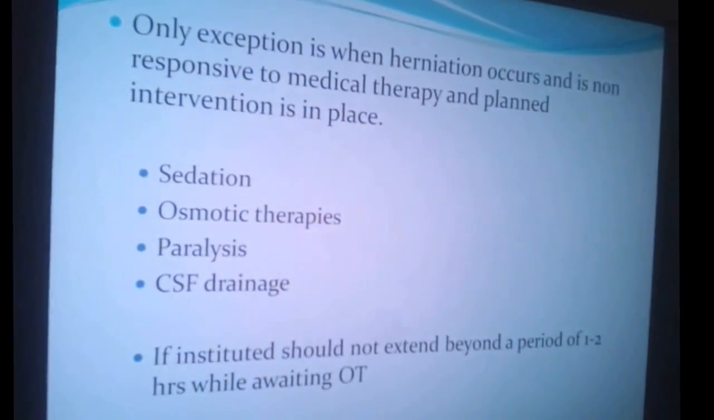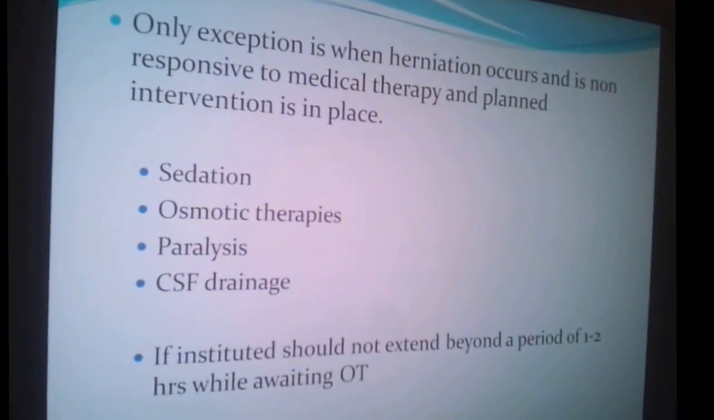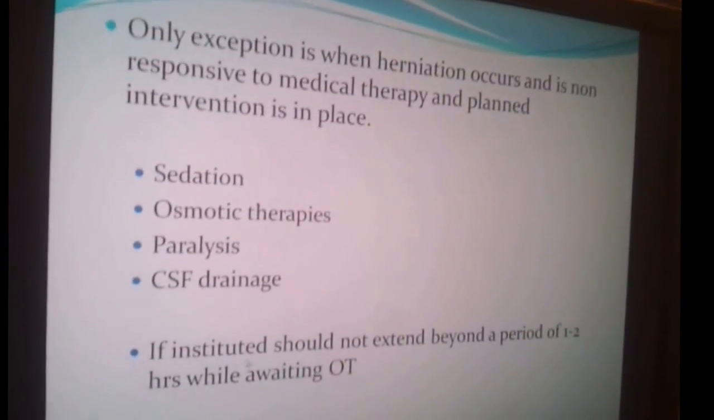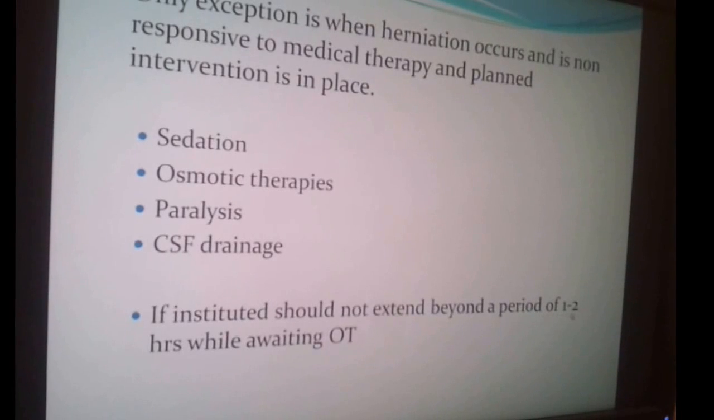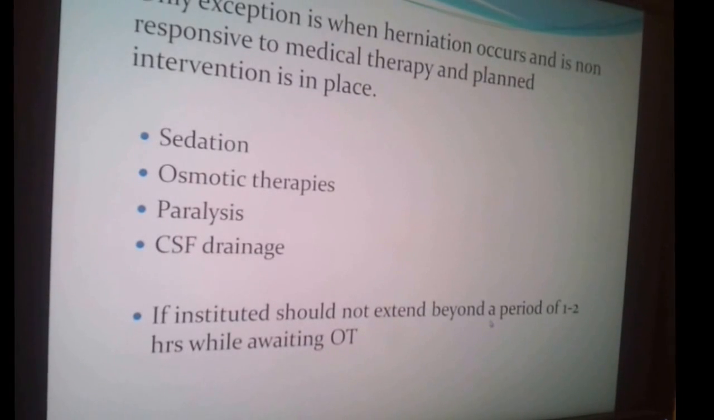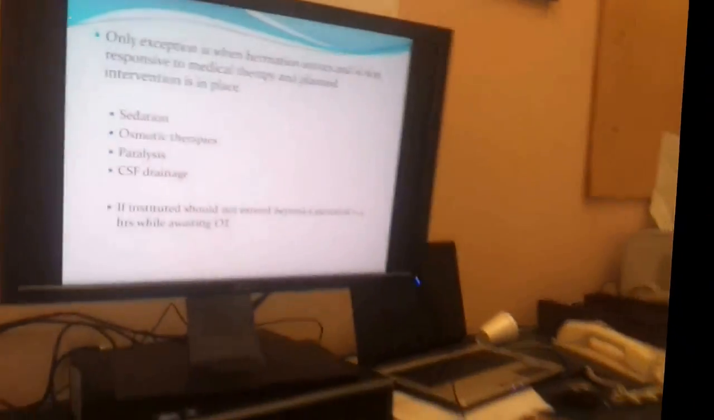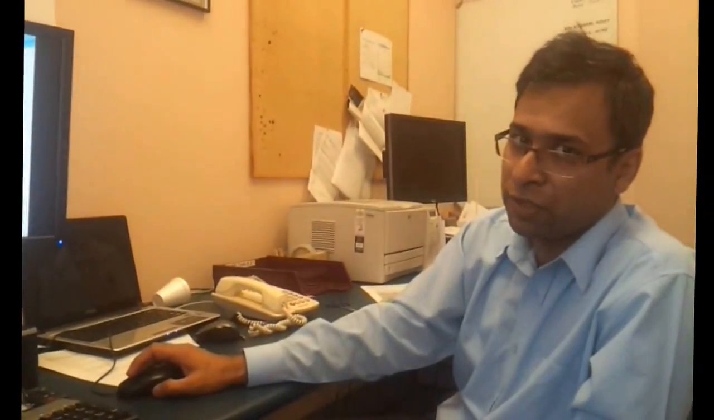Use hypertonic saline or mannitol as per your institution guidelines. If hyperventilation is instituted, it should not extend beyond a period of 1 to 2 hours while awaiting OT. Okay, so this is not some sort of a strategy for days and days to come. This is a short-term strategy where you're making decisions, where you're arranging things. Because eventually it's going to harm the patient. And if you've got nothing to do and the patient is a non-operative candidate and the injury is beyond control, then you should be discussing with the neurosurgeons and with the family what should be the next course of action.